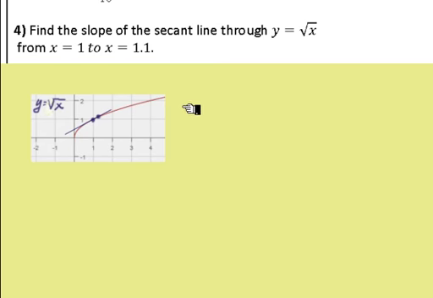In number 4, we want the slope of the secant line through y equals square root x from x equal 1 to x equal 1.1. So here we have a picture of y equals square root x, and here we have a picture of the secant line with x coordinates from x equal 1 to x equal 1.1, this blue line over here. Now it looks like it has a positive slope, and let's approximate the slope.